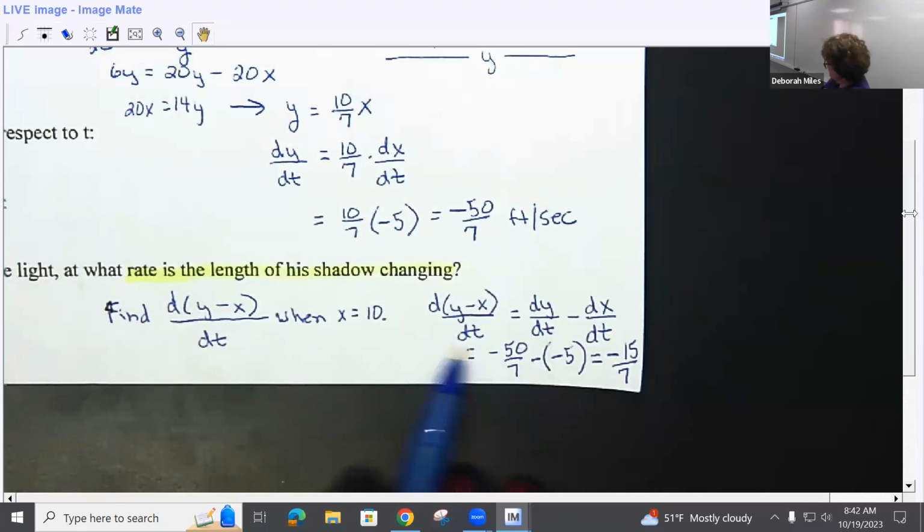So yeah, you can take derivatives term by term. So you can find this by finding the difference in those two derivatives.